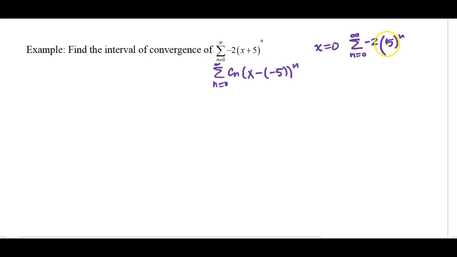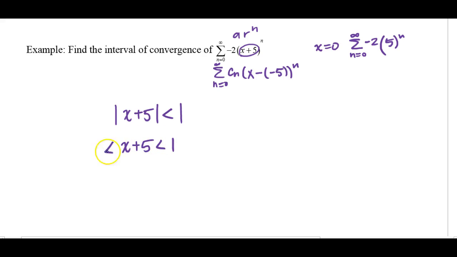Here's what we need to remember: this is of the form ar to the n. So if I want to find what x values this geometric power series converges for, I'm going to take this inside quantity, x plus 5. I need the absolute value of x plus 5 to be less than 1 in order for this to converge. The way that I solve this inequality is, if I have the absolute value less than 1, I'm going to stick the quantity x plus 5 between 1 and -1.